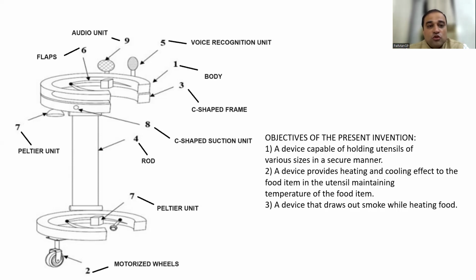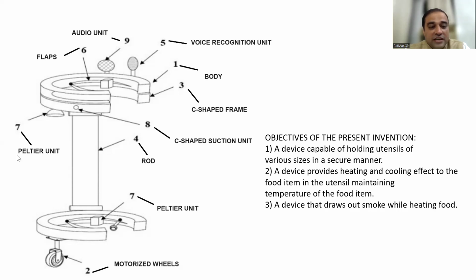Going on to the second objective, which is that the device should be capable of providing a heating effect or a cooling effect to the food items placed in the utensils. So how is this effected? This is effected with the help of these components at number 7, which are the Peltier units. I hope I've got the pronunciation correct, but for all practical purposes, I'm going to call it Peltier unit.